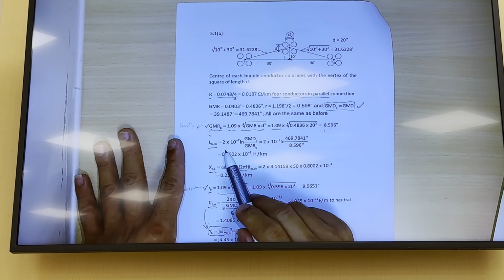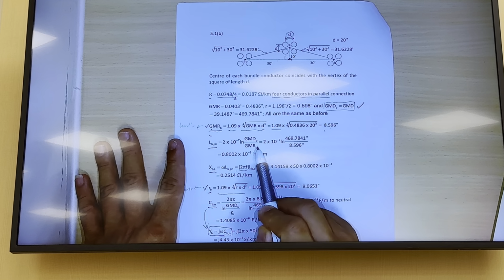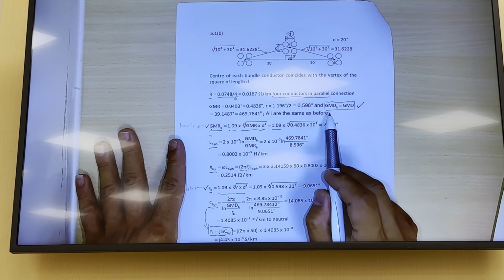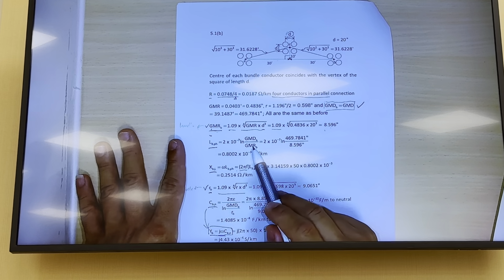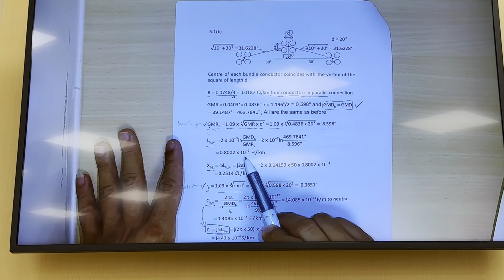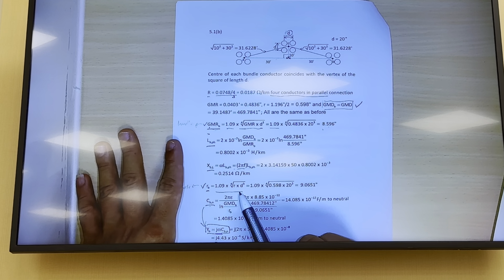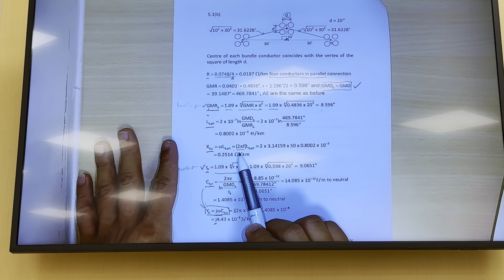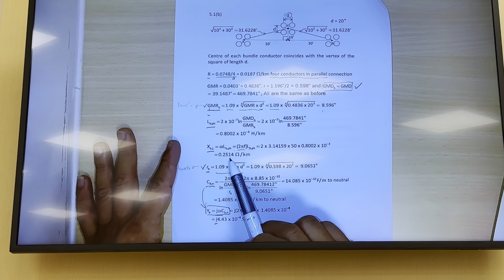Now after that, we still use the same formula. What you need to replace is the new GMR bundle value. GMD value does not change. So GMRB equals this one, and this is your value, the Henry per kilometer of L. And after L, we calculate X just by multiplying by 2 pi f. So this is your X value.